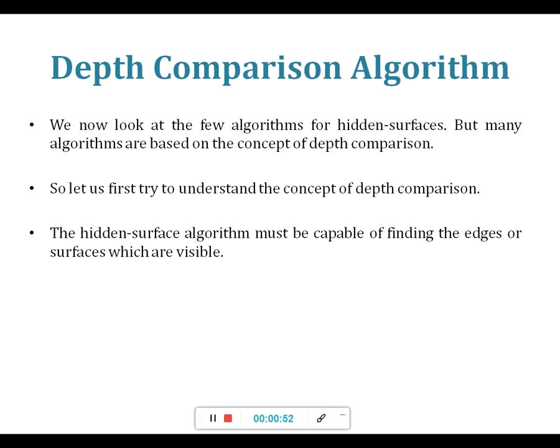In hidden surface algorithms, they must be capable of finding out the edges and surfaces which are visible and the surfaces which are invisible or hidden, and then remove the back faces. Many of the algorithms used for back face detection and removal, or hidden surface detection and removal, use the concept of depth comparison. Today's algorithm, the Pentas algorithm, is also going to use this concept, so that's why we are revising it once again.